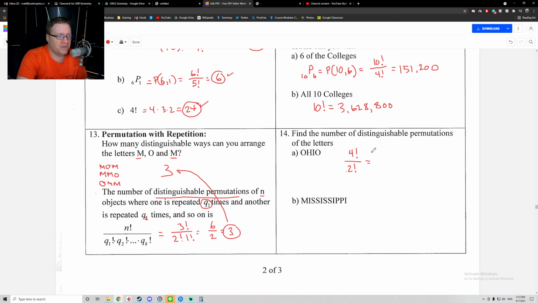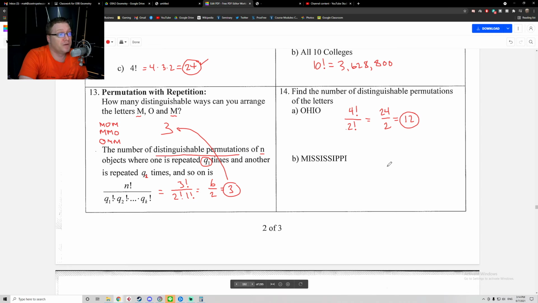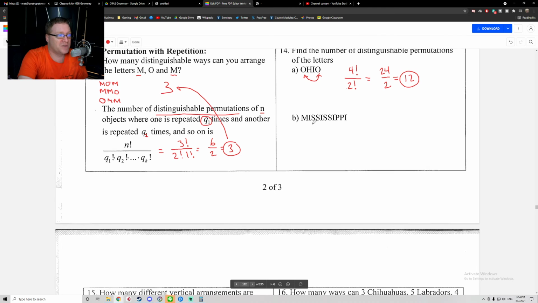4 factorial is 4 times 3 times 2, which is 24. 2 factorial is 2 times 1, which is 2. So 24 divided by 2 is 12. That's the number of ways we can mix these letters and make them look different. What I mean is, if we switch these two O's, it does not change anything, so we don't count it. That's why the number is different. Next, let's do Mississippi.